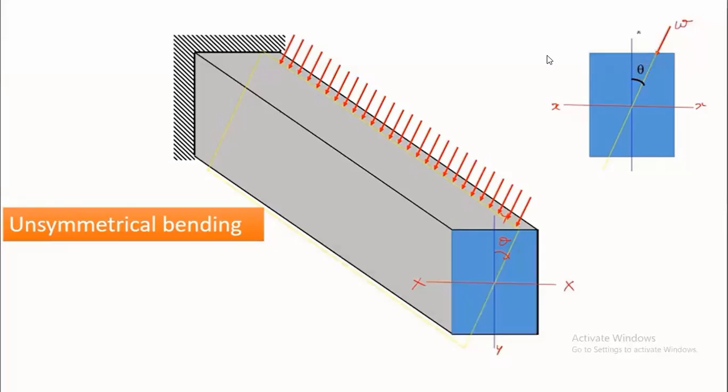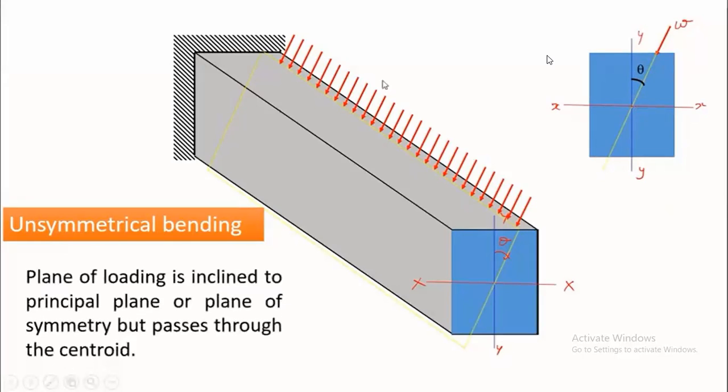The load is at an angle of theta with respect to the y-axis, but this load is passing through the centroid. Remember that. Now, if you see the deflection here, the yellow color is the plane of loading, which is inclined to the principal plane. This is one principal plane, this is another principal plane. So if the plane of load is inclined to the principal plane, but the line of action of the load is passing through the centroid, the resulting bending is unsymmetrical bending.